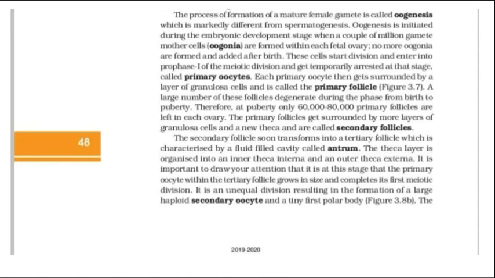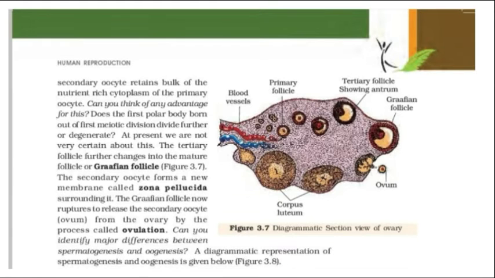It is an unequal division resulting in the formation of a large haploid secondary oocyte and a tiny first polar body. The secondary oocyte retains bulk of the nutrient-rich cytoplasm of the primary oocyte. Can you think of any advantage for this? Does the first polar body born out of first meiotic division divide further or degenerate? At present, we are not very certain about this.